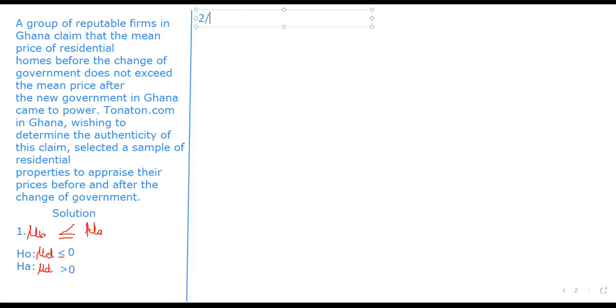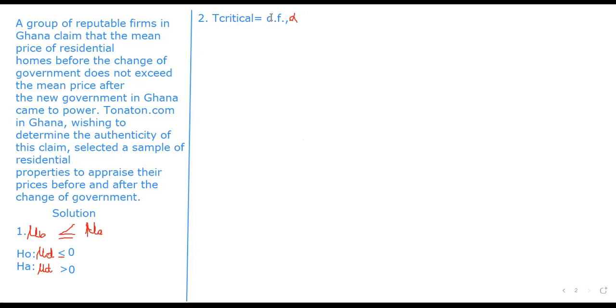What was the second question, sir? The second question was asking us to solve for t critical, right? So with this one, as I told you, we need the degrees of freedom, comma, your alpha. You match them and find the value from the table.